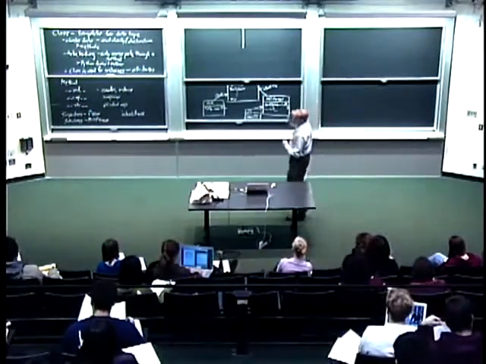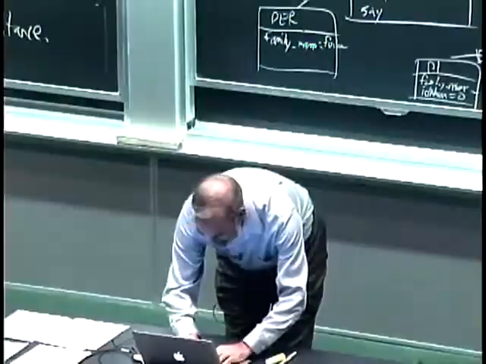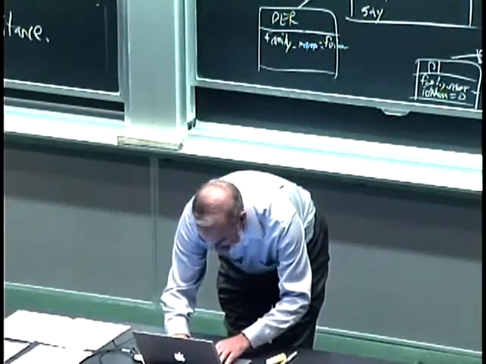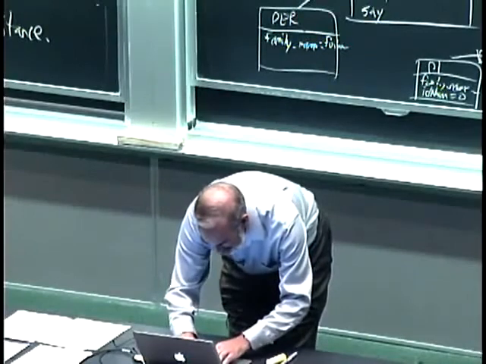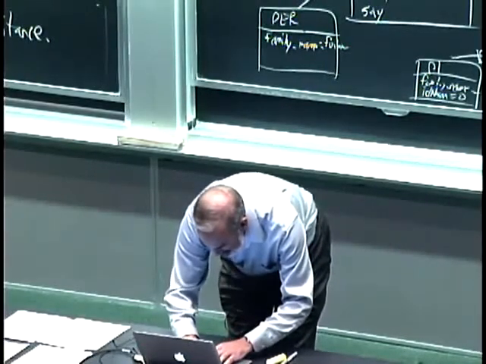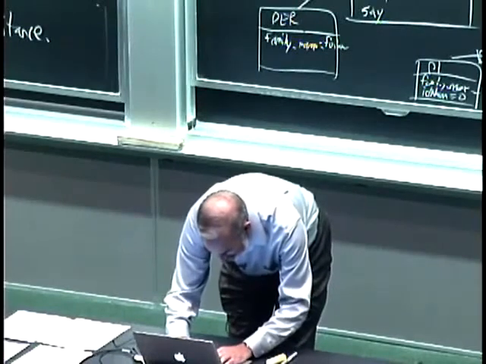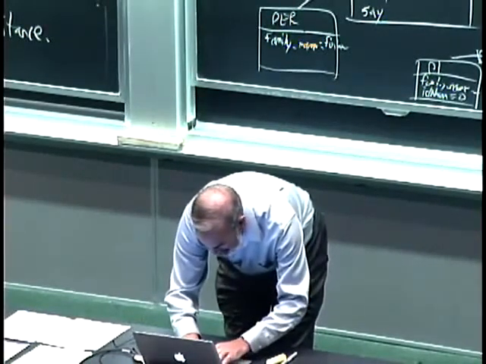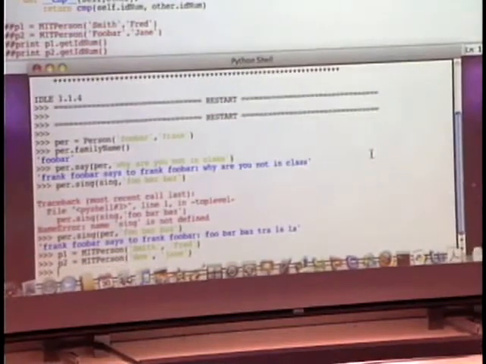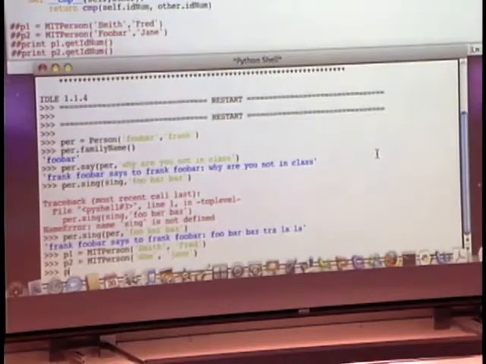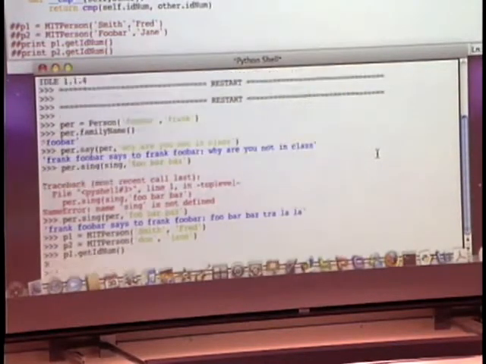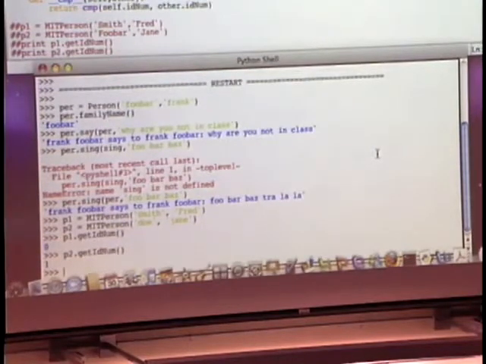And when I use it, every time I generate an example, let me build another one. If I make P2, another MIT person, yeah. Okay, I can do things like saying, what is the ID number for each of these? First one is 0. Second one is 1. Which makes sense, right? I'm just incrementing a global variable.